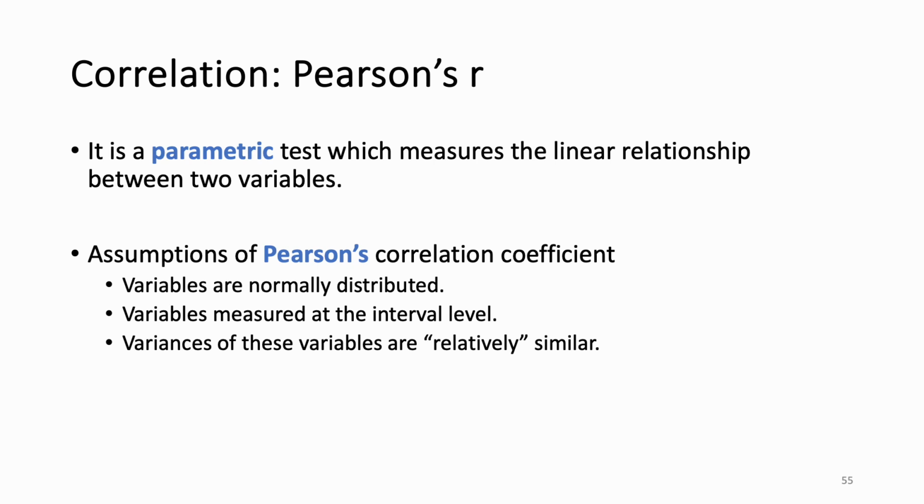Okay, so the first correlation test that we are going to look at is the Pearson correlation. Here we say Pearson's r, where r is the correlation coefficient. This test is a parametric test, and when we say parametric, this means that this test requires the normal distribution assumption. The Pearson correlation test measures the linear relationship between two variables.